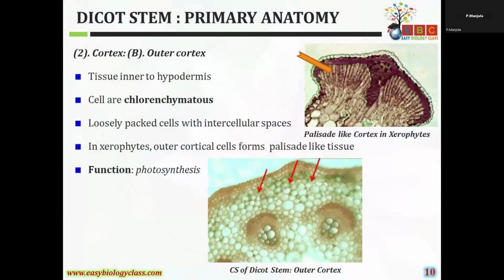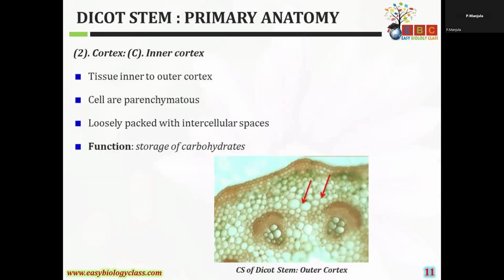So next is the hypodermis, which is followed by the outer cortex. This is the tissue inner to the hypodermis, and the outer cortex is chlorenchymatous. That is, the cells are made up of parenchyma and contain chloroplasts, and they are loosely packed with intercellular spaces. Next, in xerophytes, the outer cortical cells form the palisade-like tissue. And the main function of the outer cortex is photosynthesis.